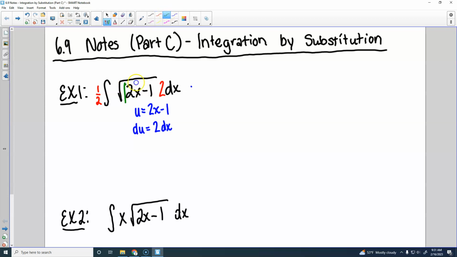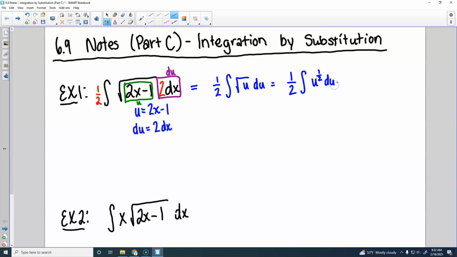So this part right here is my u. This part right here is my du, which will give me 1/2 integral square root of u du. I would prefer to write this as the integral of u to the 1/2 du, because that will be easier with my power rule.